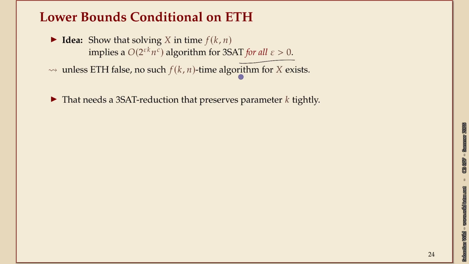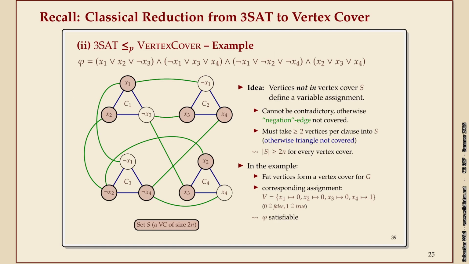Okay. If we can do this, then unless ETH is false, we know that X doesn't allow such an algorithm. So we can try to reduce problems to 3-SAT and get algorithms of that running time for a contradiction. The thing is, this seems tricky because it needs a reduction where the number of variables in the resulting formula is small. And that's not always the case, or at least in many prominent examples, it doesn't seem to work. This is a reduction I've very quickly shown you at the very beginning.